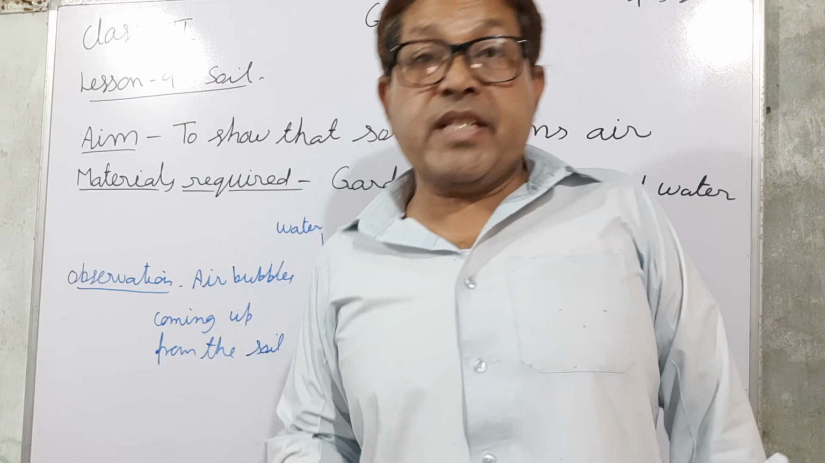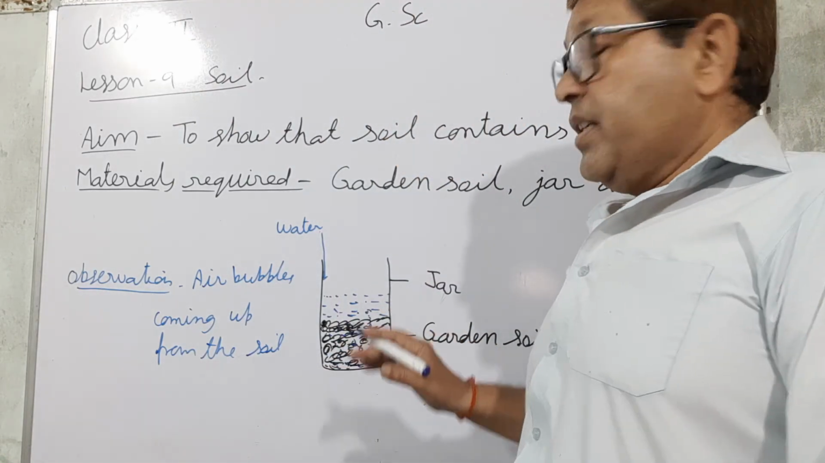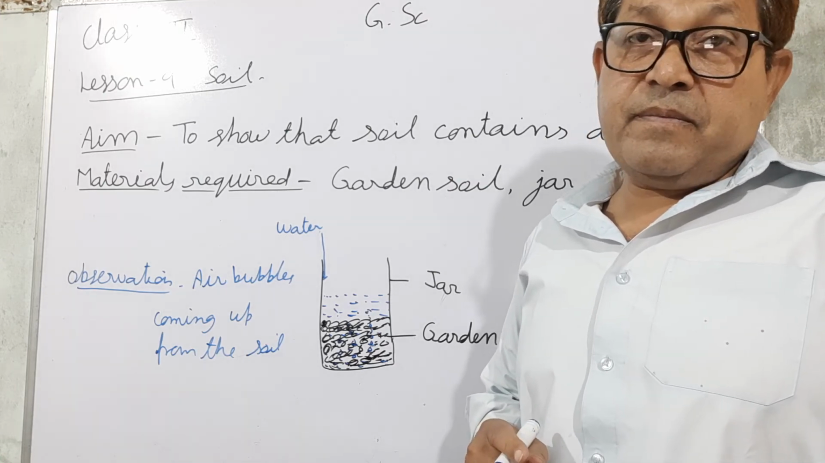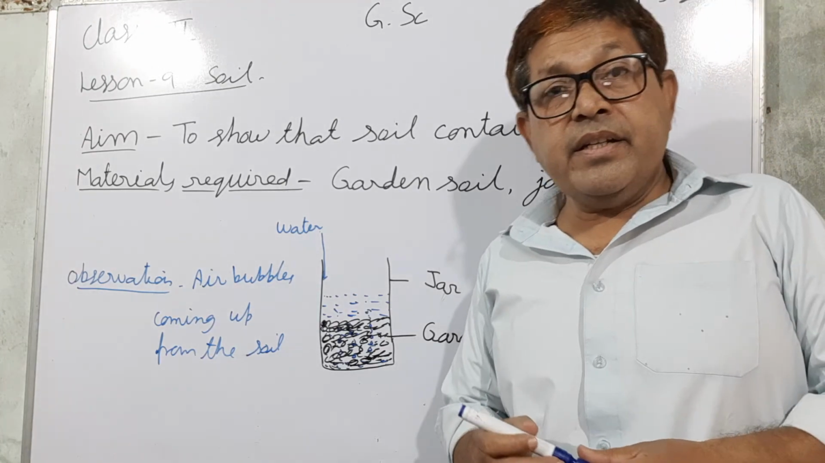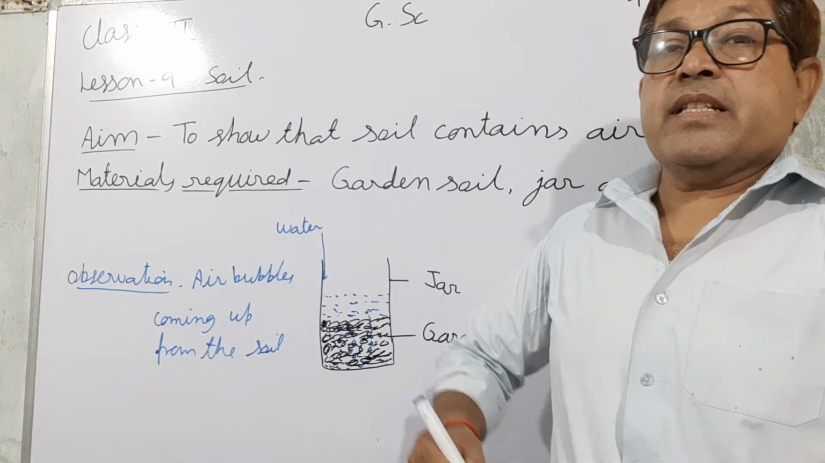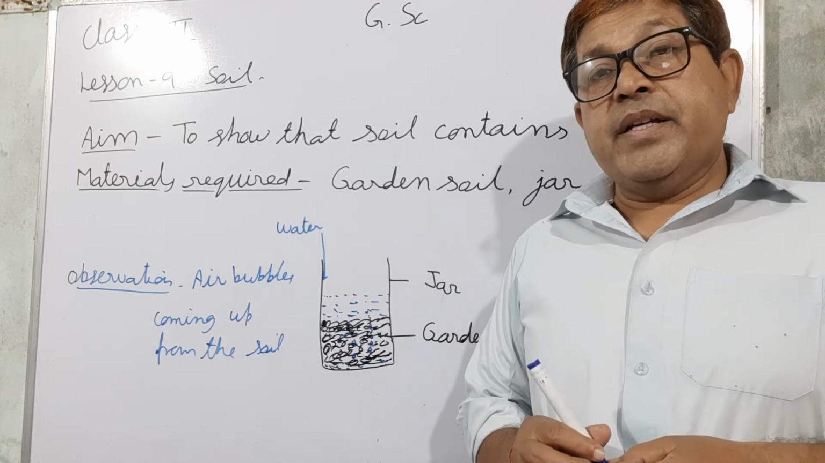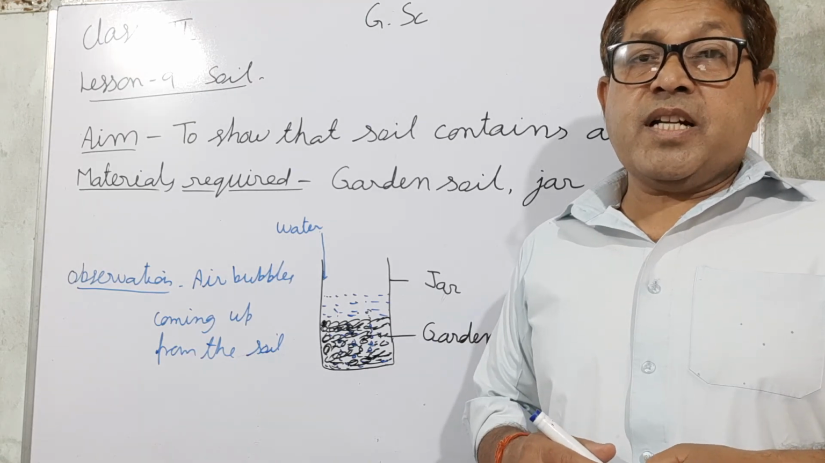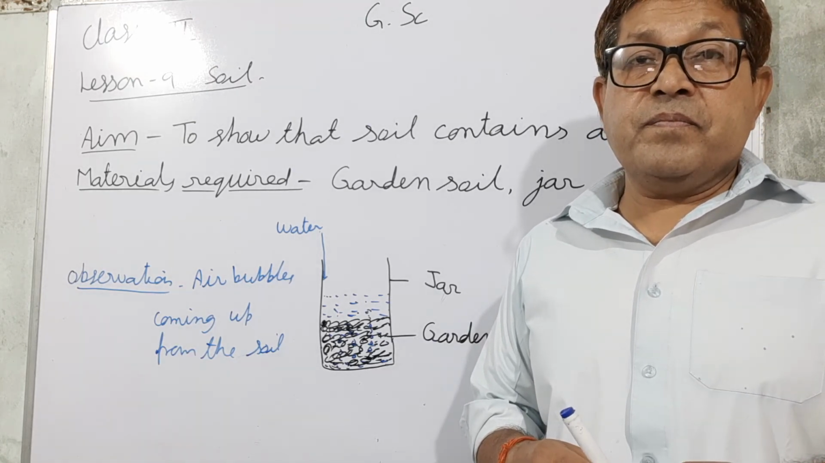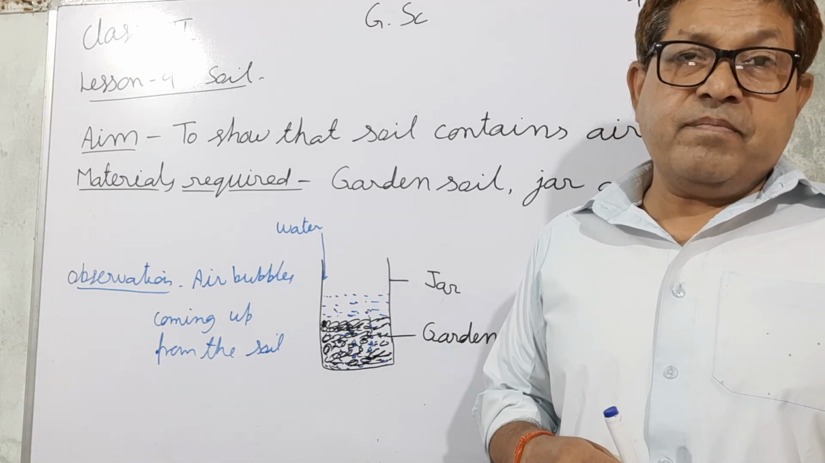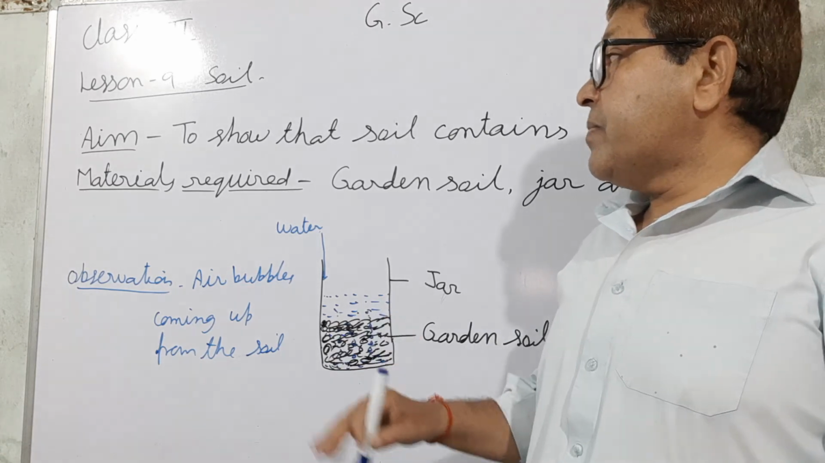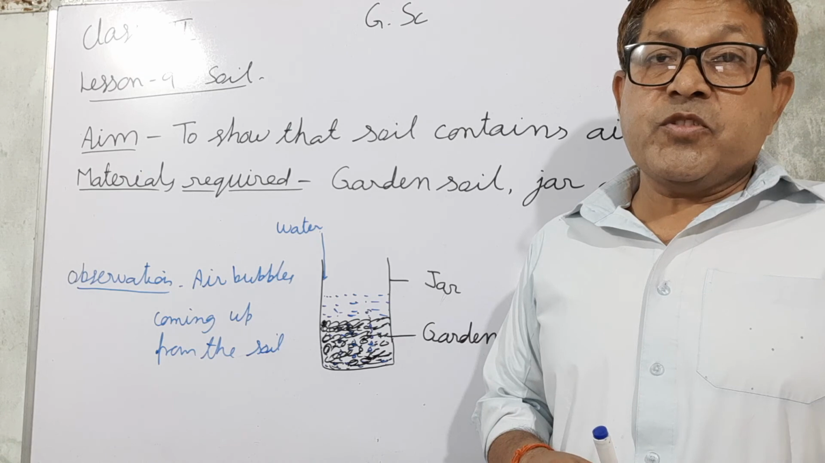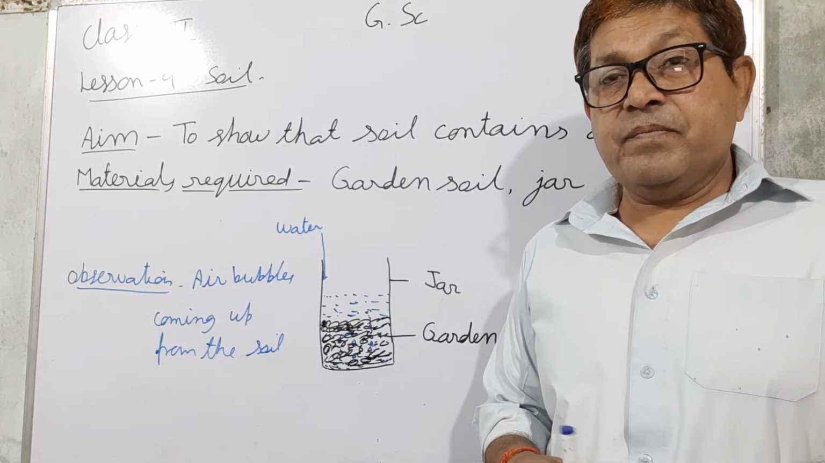From where are these air bubbles coming? Air is found in between these soil particles. And when these spaces are occupied by the water, the air comes out in the form of air bubbles. So in this way, by this experiment, we can prove that soil contains air.